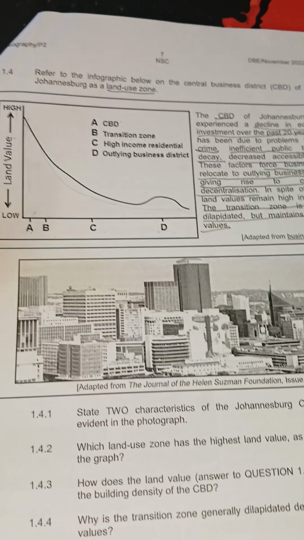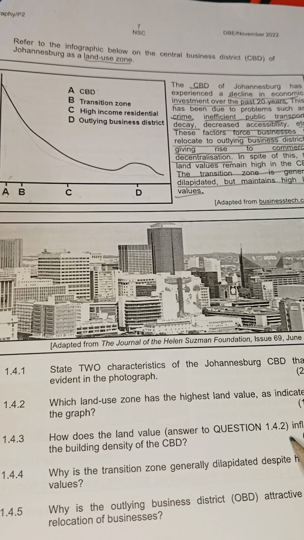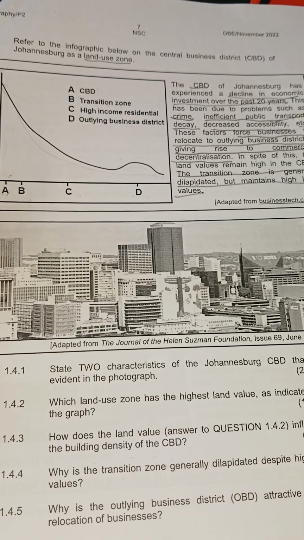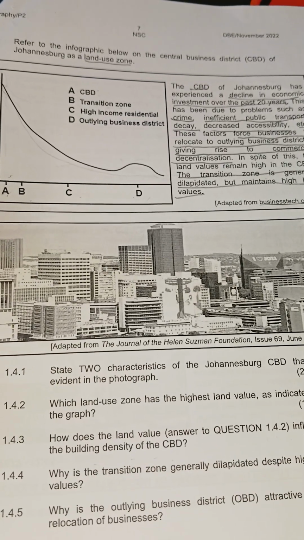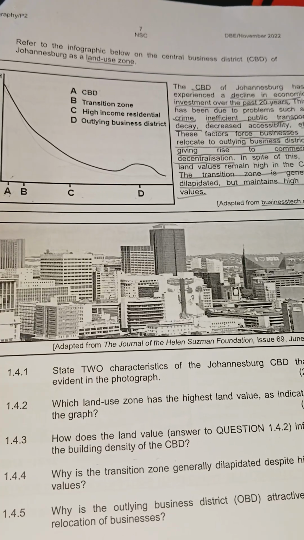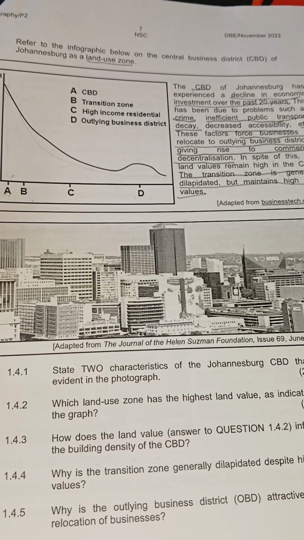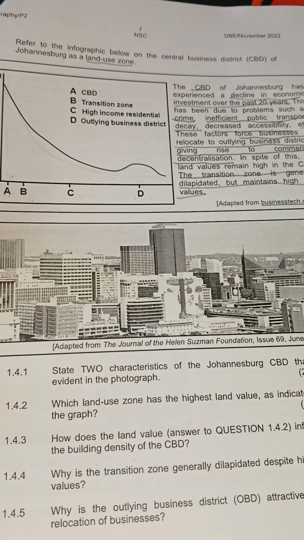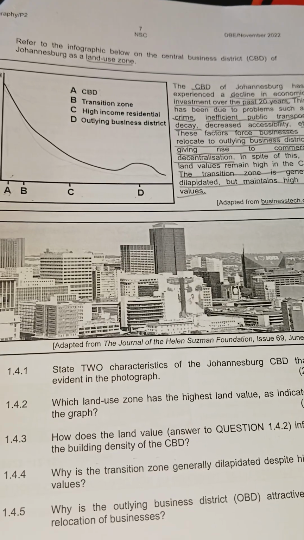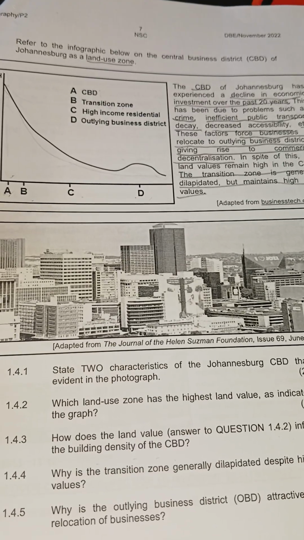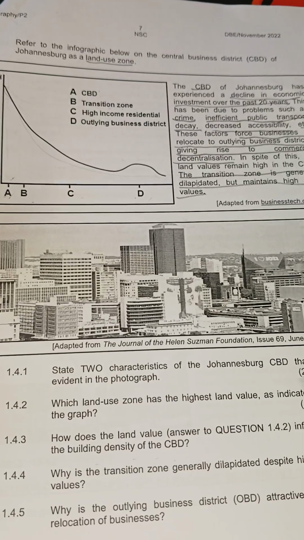How does the land value in question 1.4.2 influence the building density of the CBD? 1.4.3, it actually increases. It actually increases because the land value there is very high. So this is why the building density in the CBD is high. It actually increases. Then you get your 2 marks, guys.